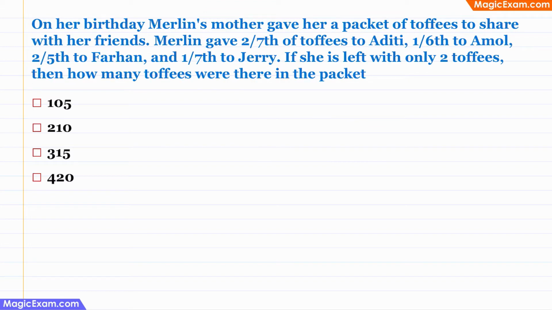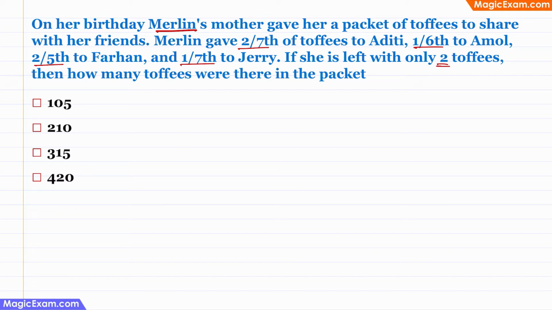On her birthday, Merlin's mother gave her a packet of toffees to share with her friends. Merlin gave 2/7 to Aditi, 1/6 to Amol, 2/5 to Farhan and 1/7 to Jerry. If she is left with only 2 toffees, how many toffees were there in the packet?